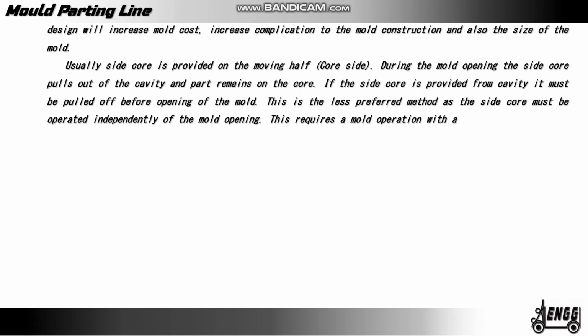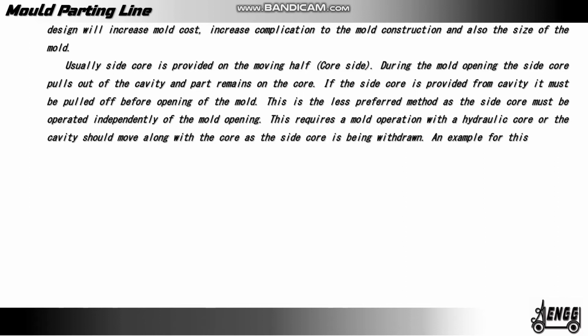This requires a mold operation with a hydraulic core, or the cavity should move along with the core as the side core is being withdrawn. An example for this is when there is a hole on the side wall below the parting line.